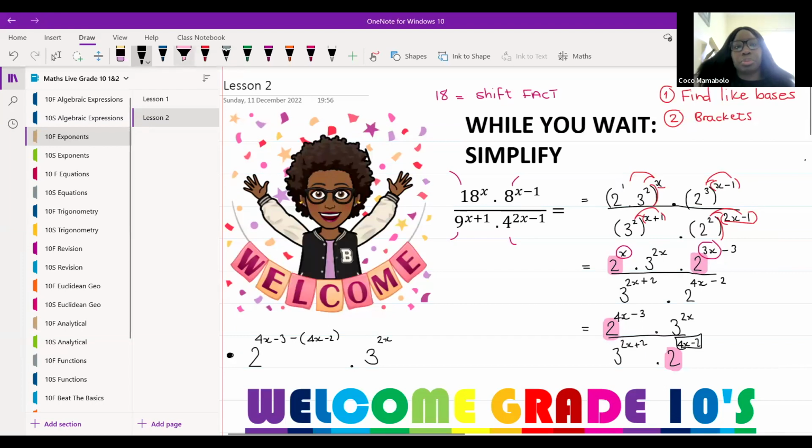Multiplied by 3 to the power of 2x, which is this one over here. That 3 over there minus that 3. Because they're being divided, I'm going to subtract exponents. 3 to the power of 2x minus, and in brackets, 2x plus 2.